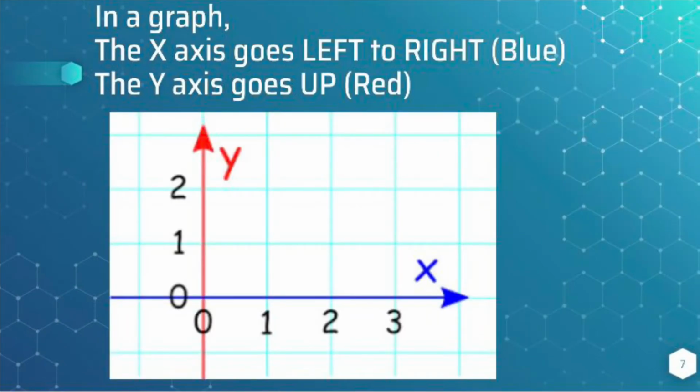When you create your graph, you have two axes, an x-axis and a y-axis. The x-axis goes from left to right and it can be seen in blue, and the y-axis goes from down to up and can be seen in red.